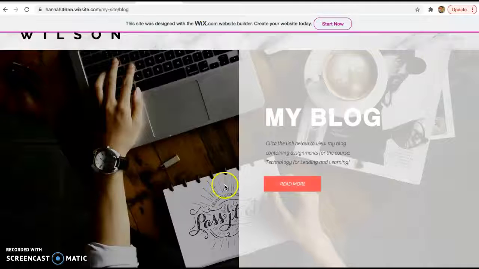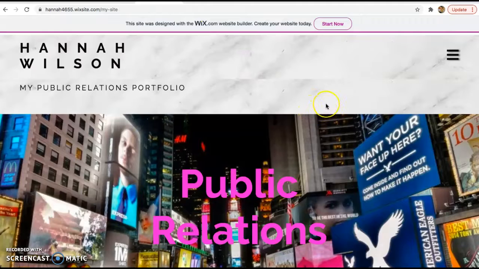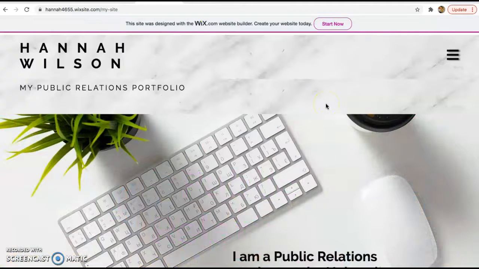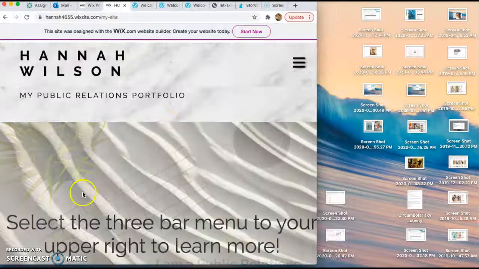So yeah, I loved using this website. I loved Wix. I honestly thought that after a few days of me playing around with it, it was so much easier to use than WordPress over the entire semester for me.